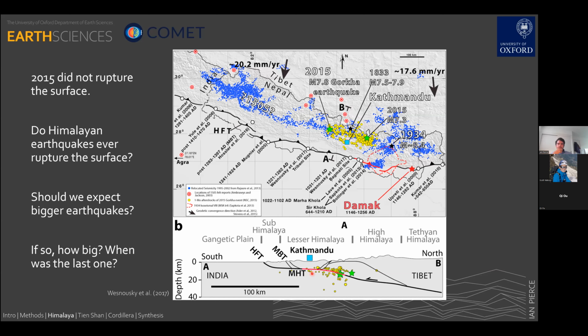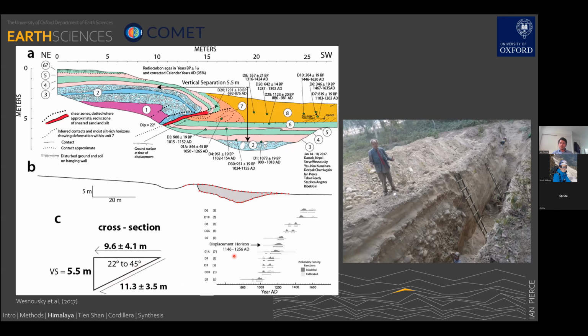The lack of surface rupture in 2015 leads to these questions. Do Himalayan earthquakes ever rupture the surface? Should we expect bigger earthquakes? If so, how big would these bigger earthquakes be? When was the last one? To answer these questions, we can go to the fault itself.